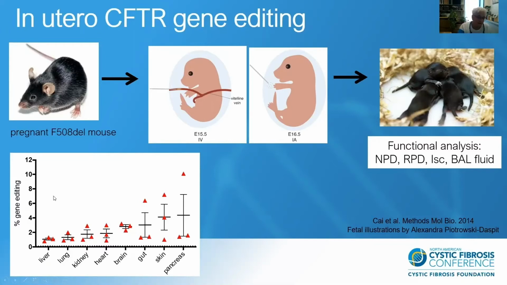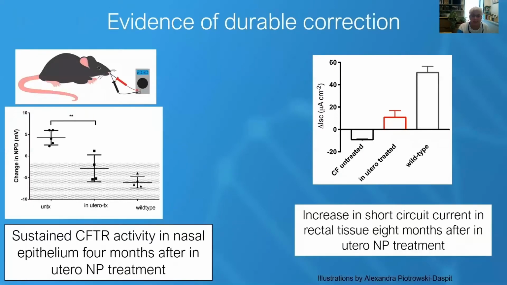Just as a little snippet, here we have gene-edited tissues. We have evidence that we can edit the pancreas, at least 10% of it at times. Gut we also see up to 6% in editing. We do see a modest amount in the lung at about 3%. So we can do multiple tissues, which is pretty exciting. And that's a one-time treatment. And then there's evidence of durable correction.